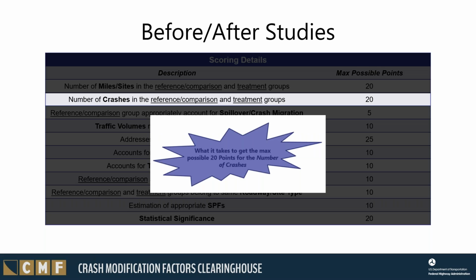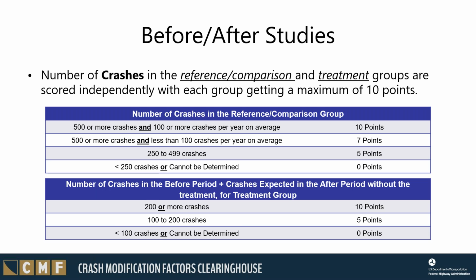So moving forward, let's take the next step and talk about what it takes to get to the max possible 20 points for the number of crashes, for the reference comparison and the treatment groups. Similar to the number of miles and sites, the number of crashes in the reference comparison and treatment groups are scored independently, with each group getting a maximum of 10 points each. So for the reference comparison group, 10 points are assigned if there are a total of 500 or more crashes in your reference comparison group, and there are 100 or more crashes per year on average.